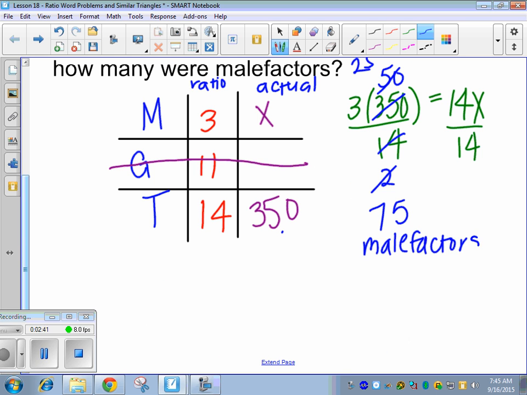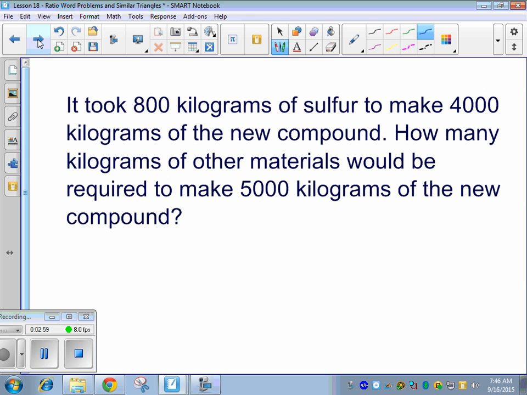Always remember words on these problems. Yep, totally. Yeah, that works. That's probably better. All right. Okay, let's try another one.